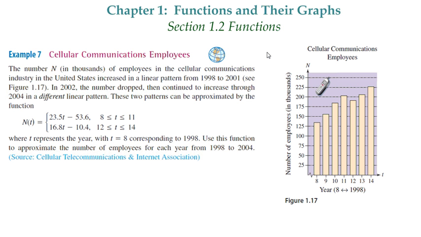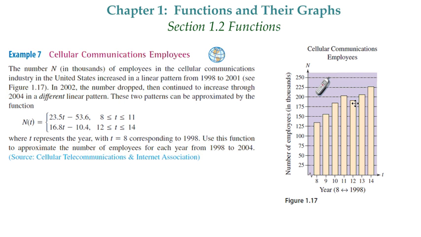United States increased in a linear pattern from 1998 to 2001. And they say to see the figure. So here's 1998 right here, and then 99, and then 2000, and then 2001. See how it looks like a line right here if you were to connect the maximums here. So that's what they mean by saying that the number of employees in the cellular communication industry fit a linear pattern. Okay. But then in 2002, the numbers dropped, then continued to increase through 2004 in a different linear pattern.